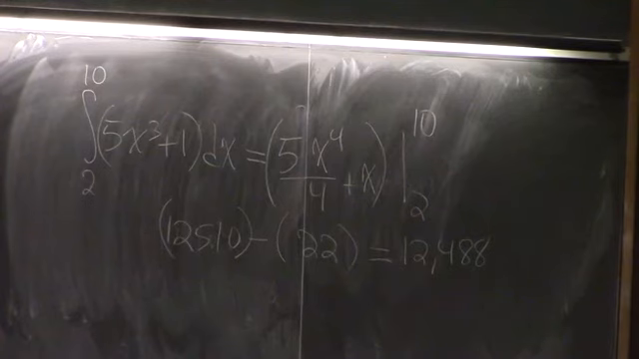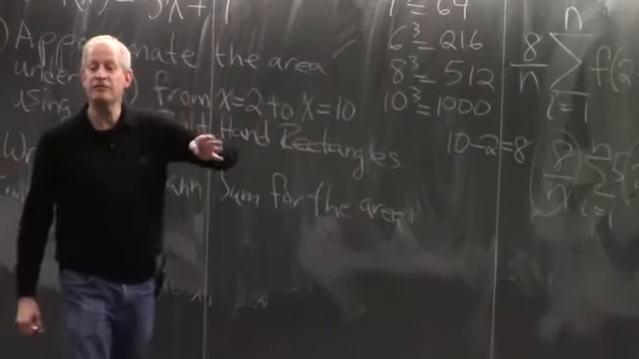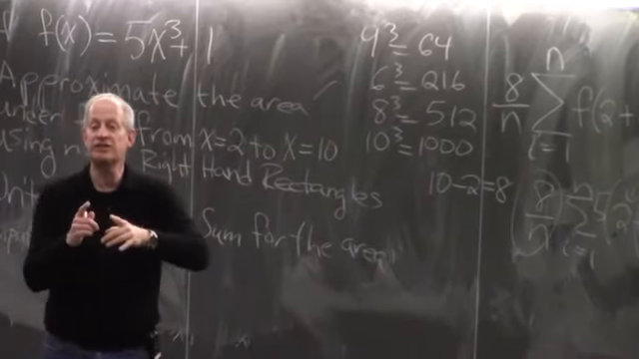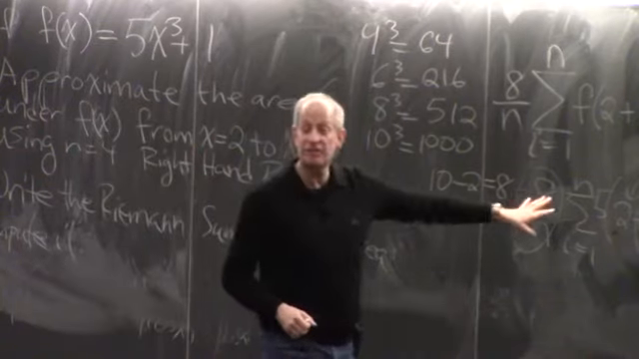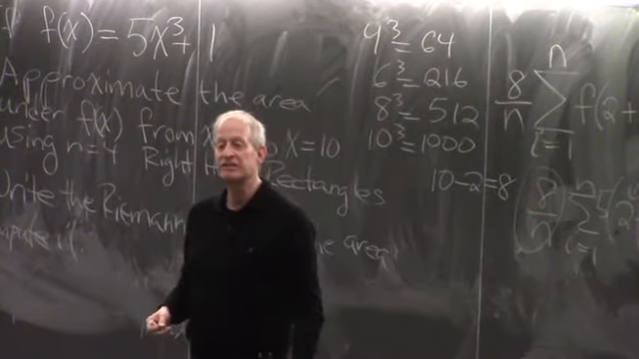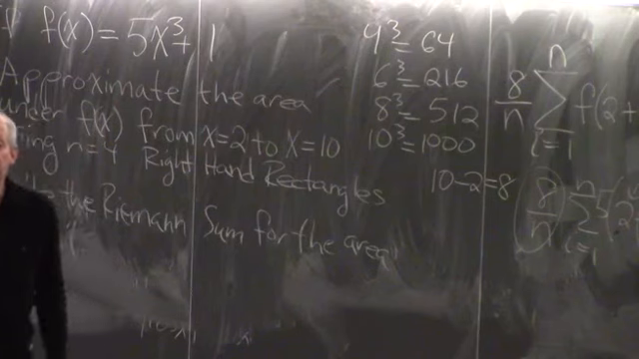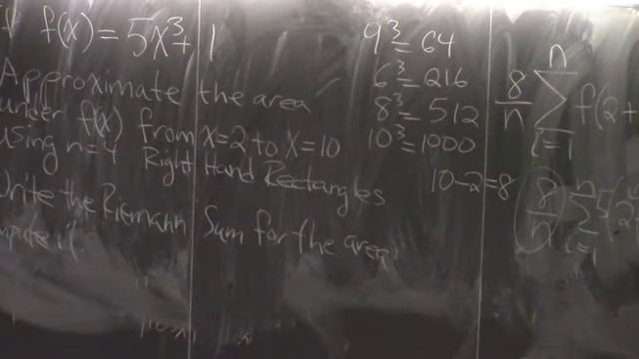Why is it 8 over n? Well, how far is it from 2 to 10? It's 8, and you're going to cut it into n rectangles. So the width of each rectangle is 8 over n. Now, why is the 8 over n on the outside rather than the inside? It doesn't matter. It could be either place. You can move it out of the sigma or put it in the sigma.